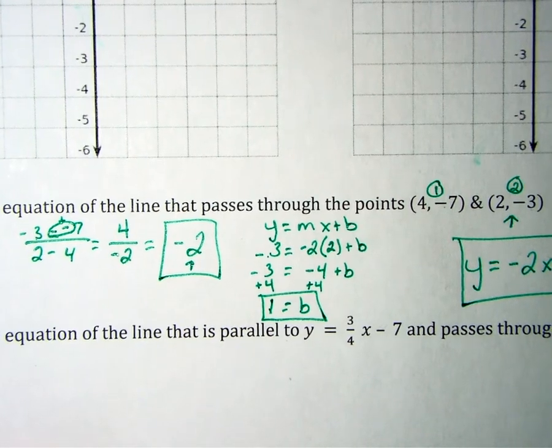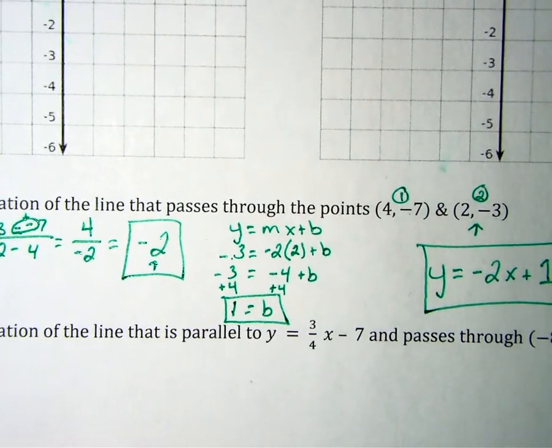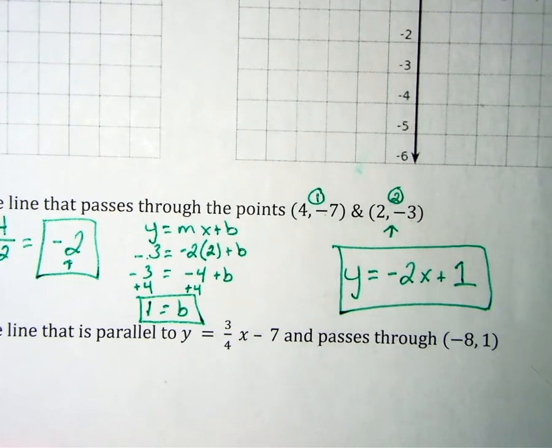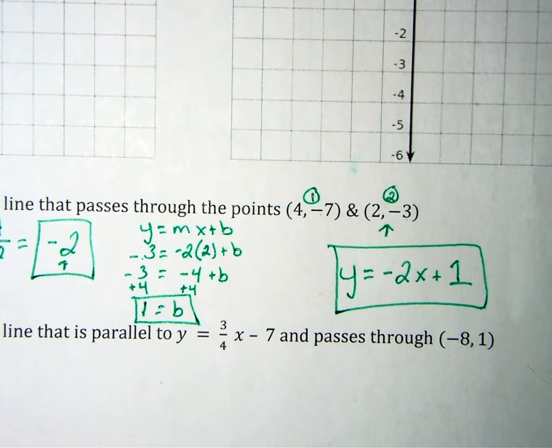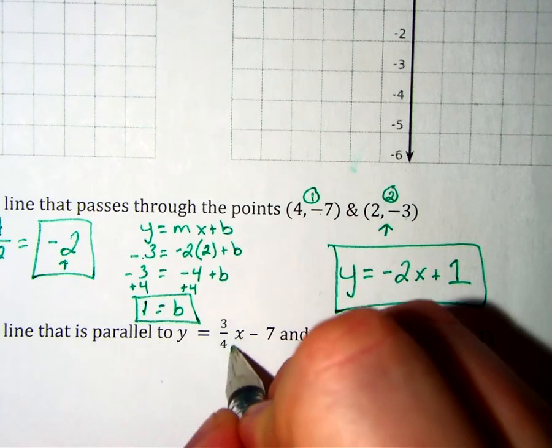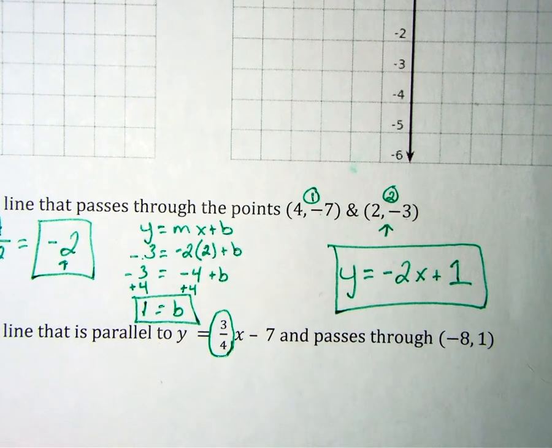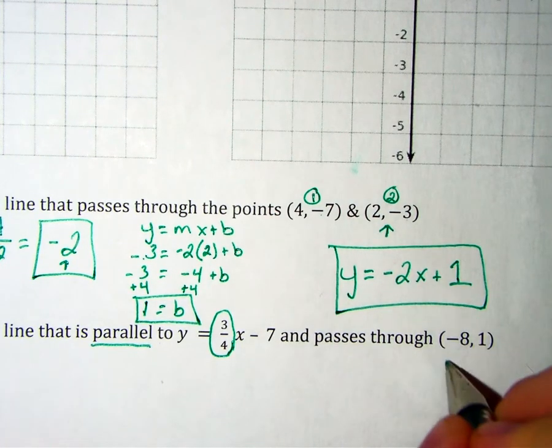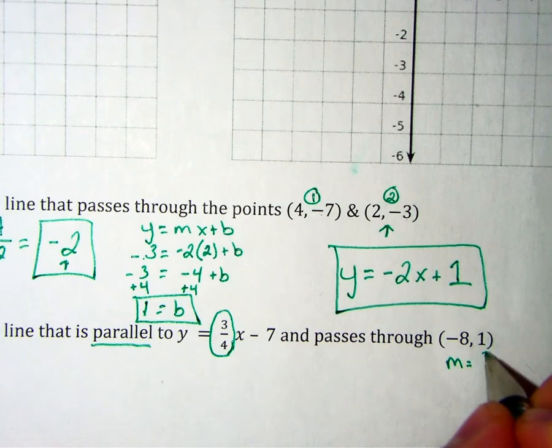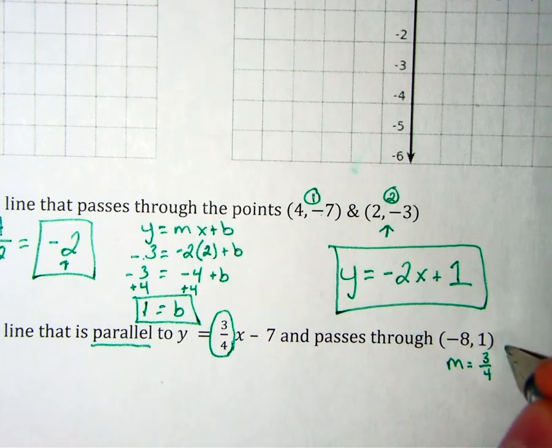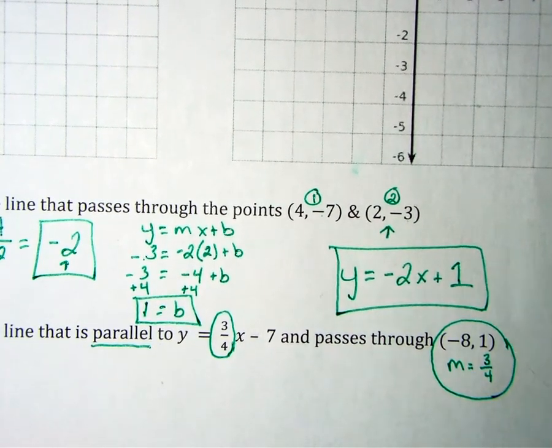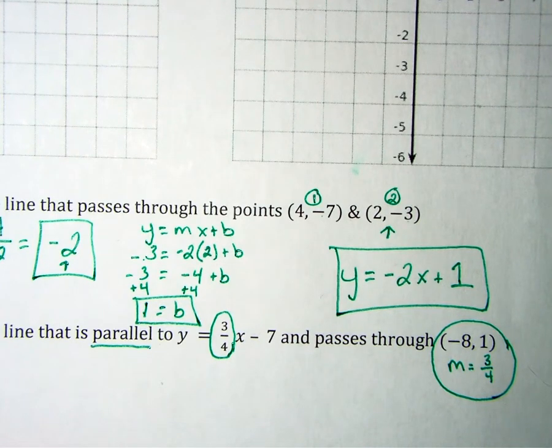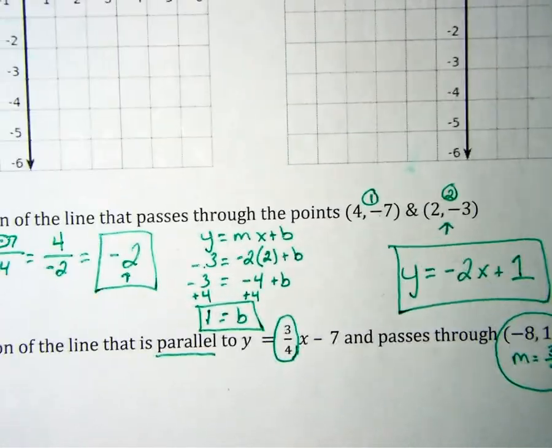Write the equation of the line that is parallel to y equals 3/4 x minus 7 and passes through (-8, 1). Well, we have an equation here, and the only thing I need from the equation is that value there. That's our m value, that's our slope. And since we're looking for a line that's parallel to it, we know that we're going to keep the same slope, so m will remain 3/4. So this is the only information we need to progress through this problem now.